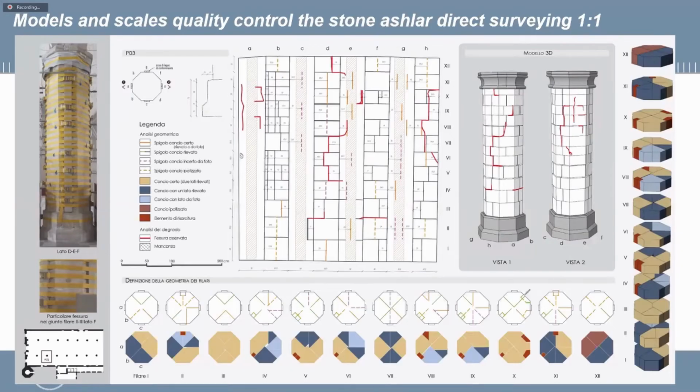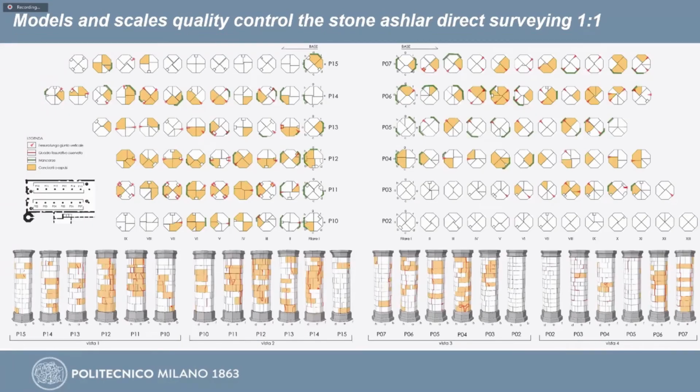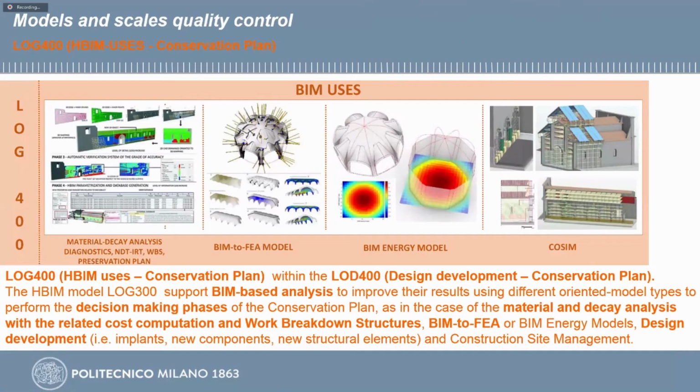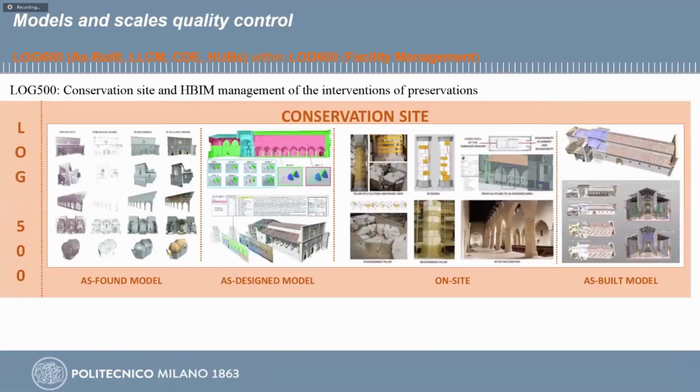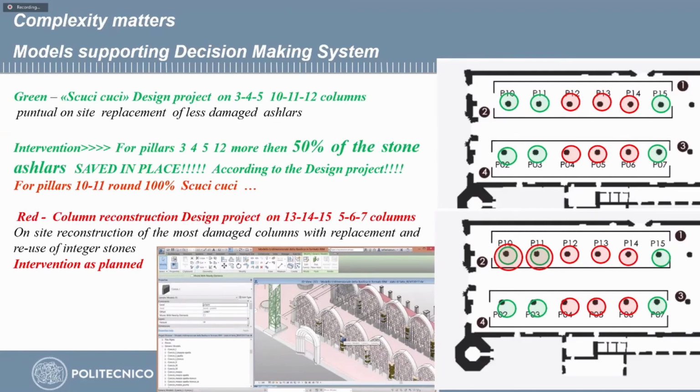In order to survey them, the photogrammetric surveying and the laser scanning survey, even if with a very high precision, were not enough, and we needed to carry out a direct survey in order to detect, ashlar by ashlar, at the scale 1:1, all the damages of all the ashlars of these pillars. At the end of the process, we could detect for some pillars the so-called scuci e cuci, the design project, that's to say without the total replacement of the pillars. We saved 50% of the ashlar stones in place.